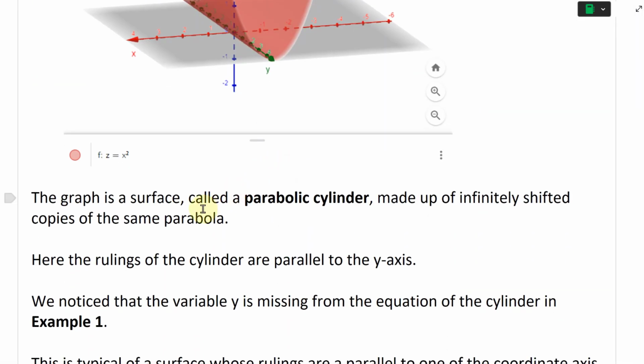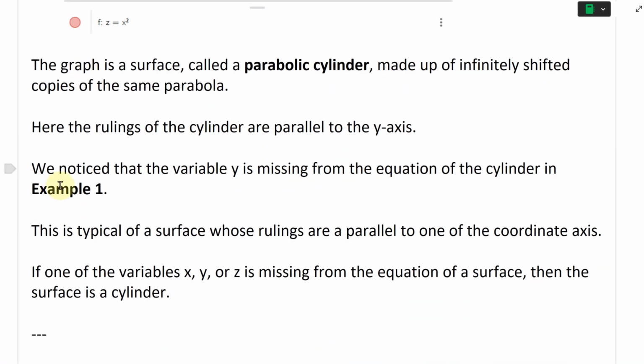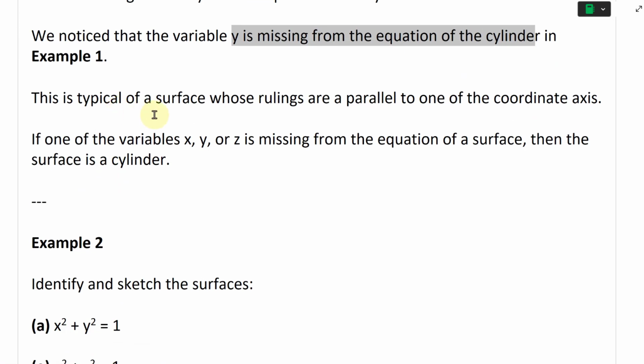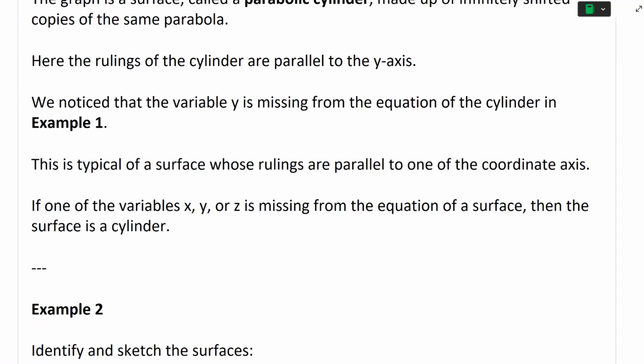So the graph is a surface called a parabolic cylinder made up of infinitely shifted copies of the same parabola. Here, the rulings of the cylinder are parallel to the y-axis. Going further, we notice that the variable y is missing from the equation of the cylinder in example 1. This is typical of a surface whose rulings are parallel to one of the coordinate axes.